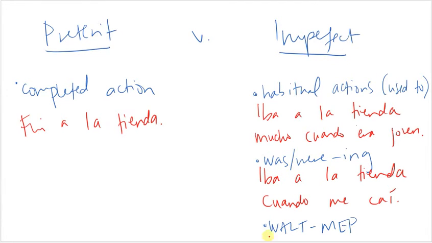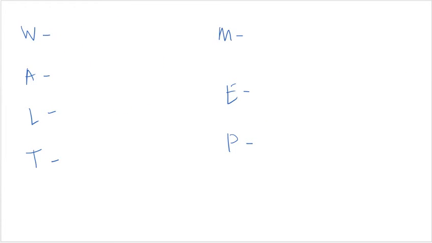And then the other way that you need to know to use the imperfect is WALT MEP. So you need to memorize this WALT MEP and you need to memorize what it stands for. So for WALT MEP, the W is going to be weather. So when you're talking about how the weather was in the past, it's kind of background information. So it's going to be the imperfect. For example, hacía calor. It was hot.